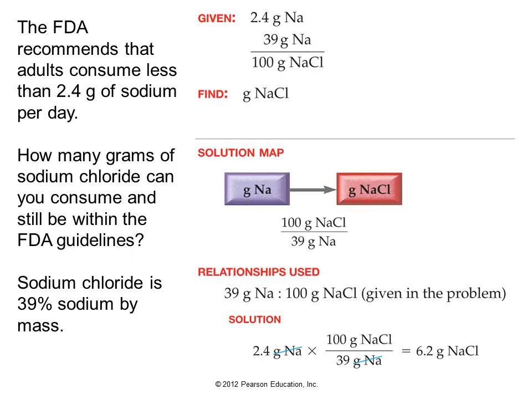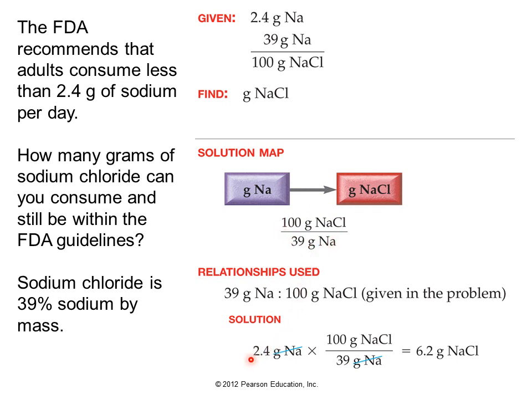So the FDA recommends that adults consume less than 2.4 grams of sodium per day. How many grams of sodium chloride can you consume and still be within the federal guidelines? So we have, given the guideline, we can take the grams of sodium and convert it into grams of sodium chloride. And we're using the percentage as a conversion factor.